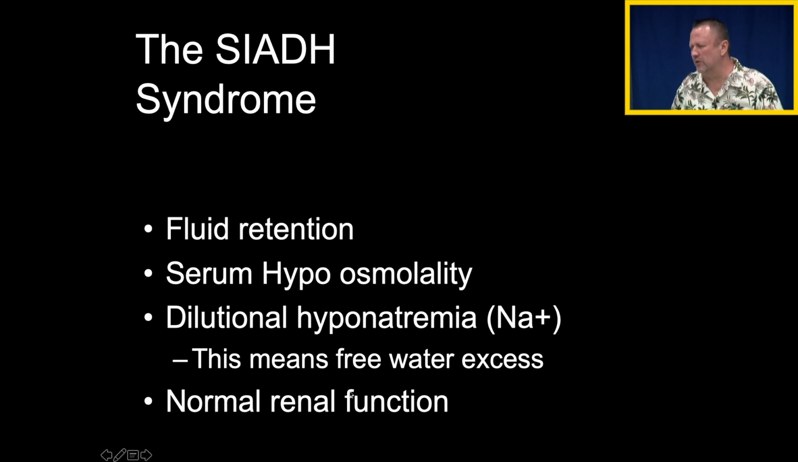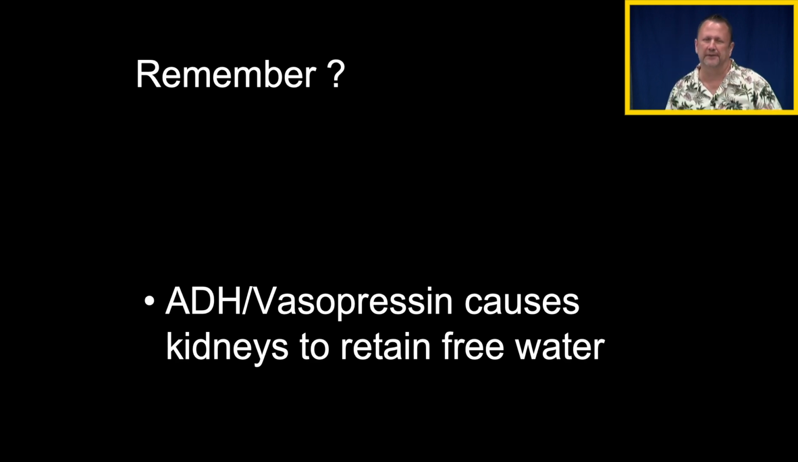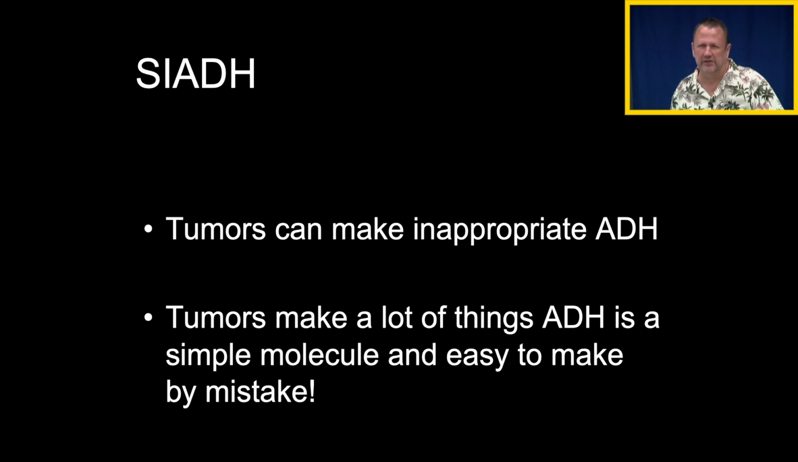This has to occur with normal renal function because the kidneys have to respond to antidiuretic hormone for the syndrome to occur. So SIADH requires normal kidney function. And then again, if we're retaining free water, what we see is a loss of sodium. What we'll see is hyponatremia. They won't lose sodium. They'll be retaining free water. Again, antidiuretic hormone causes the kidneys to retain free water at the late part of the collecting system.